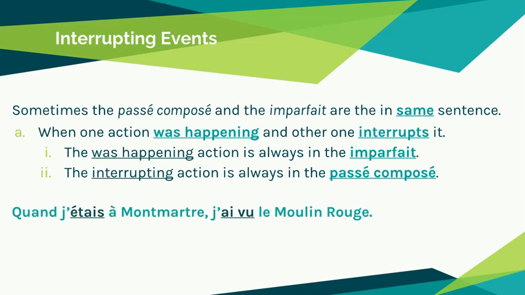Par exemple, quand j'étais à Montmartre, j'ai vu le Moulin Rouge. When I was at Montmartre, so here I'm describing where I was, imparfait, j'ai vu le Moulin Rouge. I saw le Moulin Rouge. So here I'm saying that while I was there, I saw. The fact that I saw it is finished. It's completed. So I'm going to use the passé composé. So that été is how things were, imparfait. Et vu is what happened, passé composé.